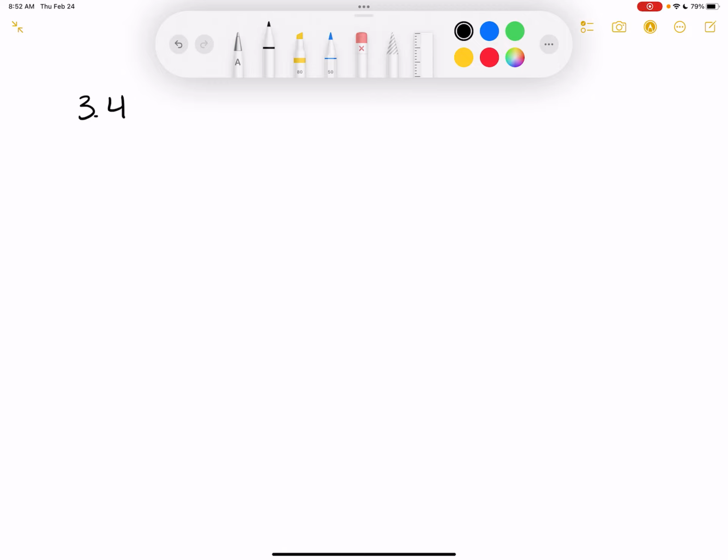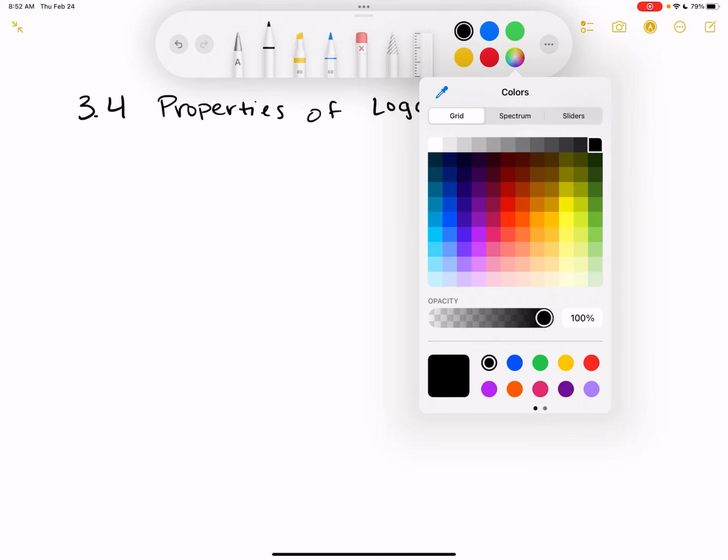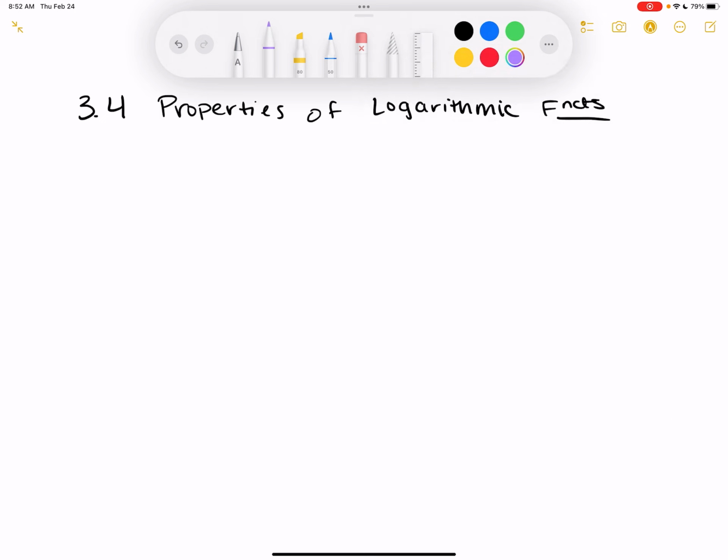All right, 3.4 properties of logarithmic functions. All right, properties of logarithms.